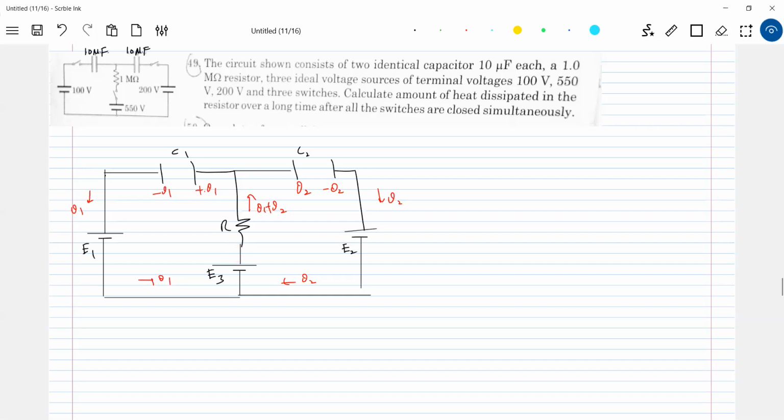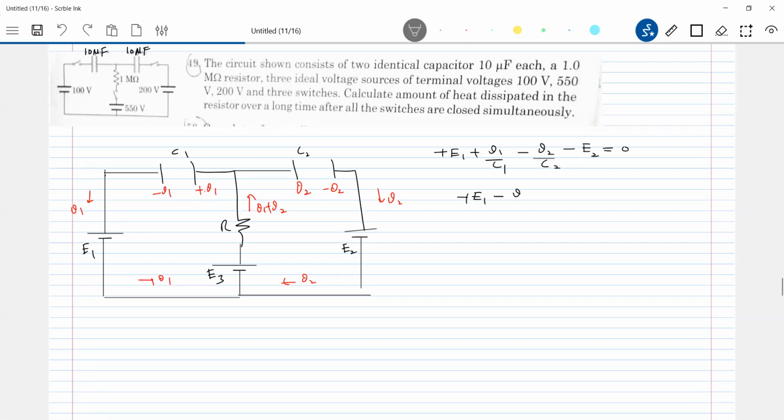Okay, write the loop equation now. So first we'll get into the loop equation: plus Q1 by C1, minus Q2 by C2, minus E2 equal to 0. Okay, clear this? So that's one equation. Then similarly, one more equation is needed: plus Q1 by C1.